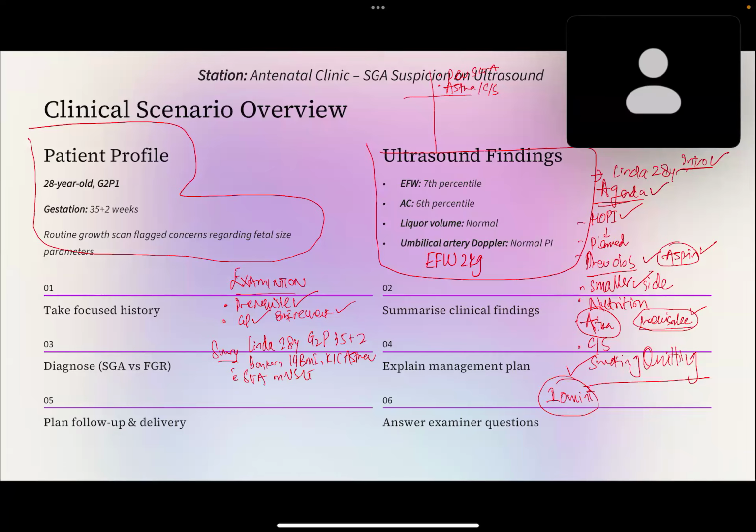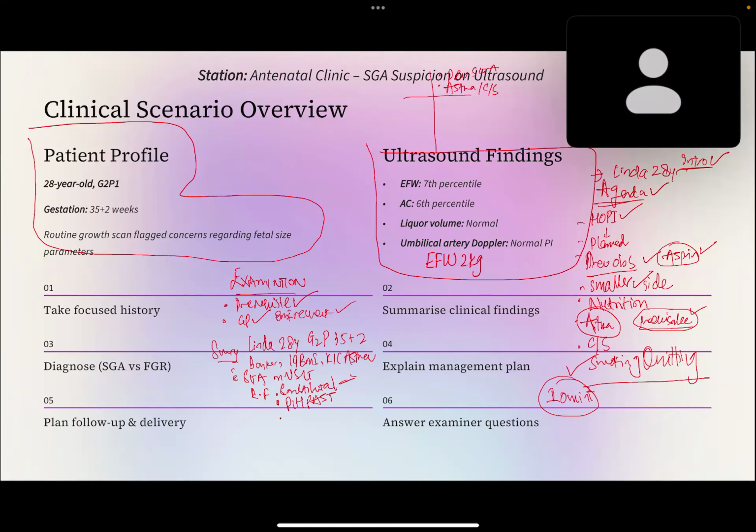Other parameters are normal. Her risk factors for a small baby are constitution, as she's smaller herself and has a family history as well, a previous small for gestational age baby, and pregnancy-induced hypertension in the past. However, she is taking preventive medication, aspirin, in this pregnancy, and her blood pressure has been normal. Her fetal movements are normal as well. There is no complaint of leaking per vaginum or any present fetal or maternal complaints. Her asthma has been controlled. She's B positive.